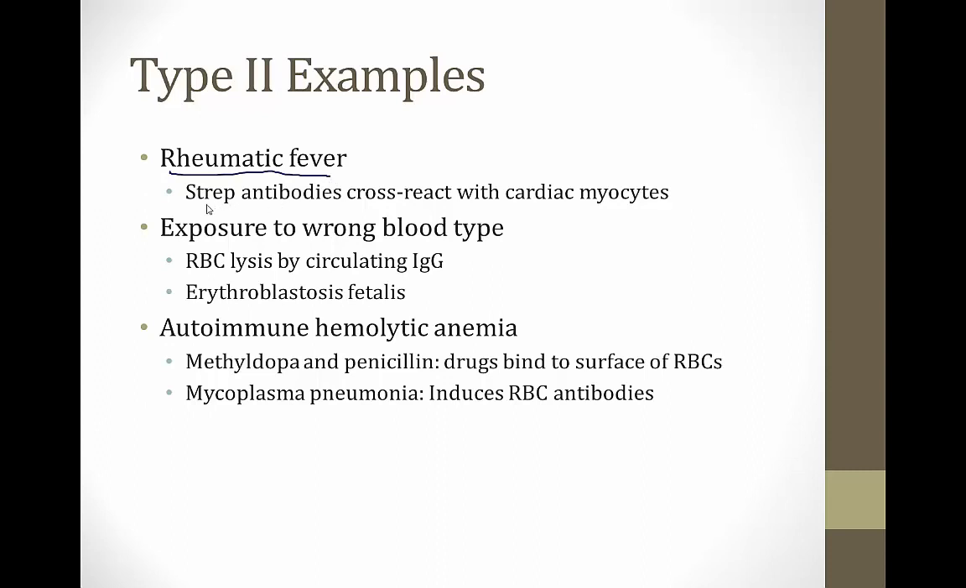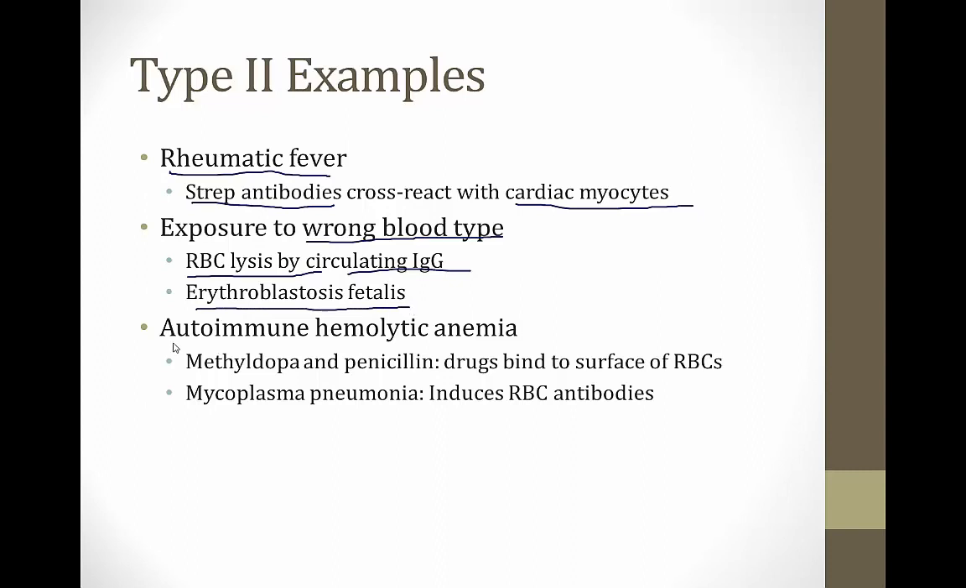In rheumatic fever, antibodies to Strep pyogenes cross-react with cardiac myocytes. This can lead to myocardial damage and damage to the heart valves. Another classic example is exposure to the wrong blood type. If you are exposed to the wrong blood type, you may have lysis of the transfused cells by circulating IgG, and this is what causes erythroblastosis fetalis when Rh-negative mothers have Rh-positive babies.